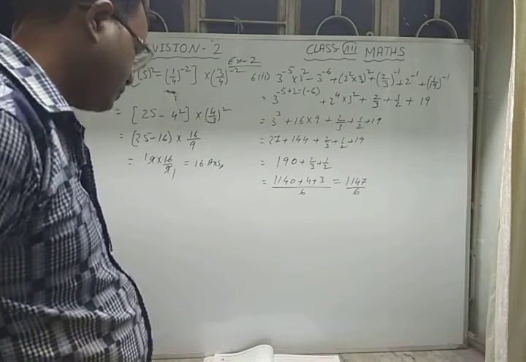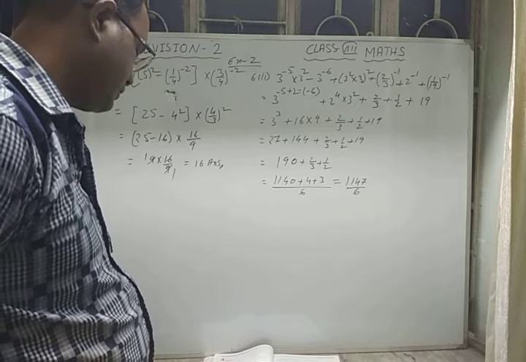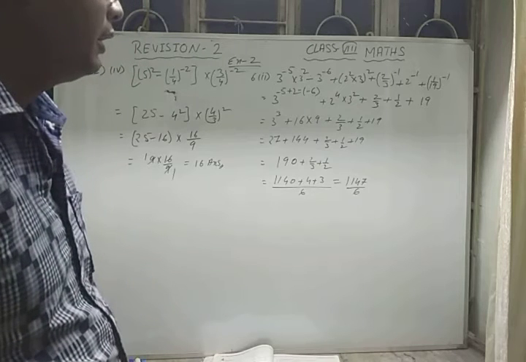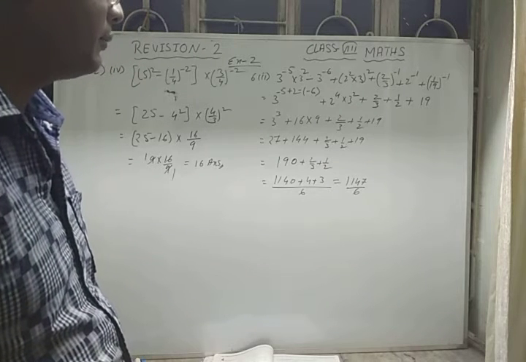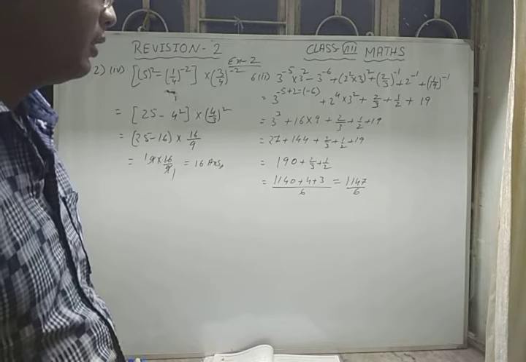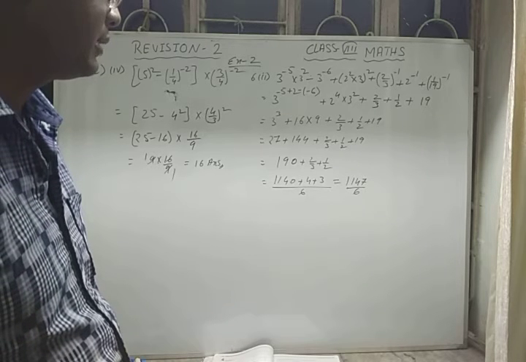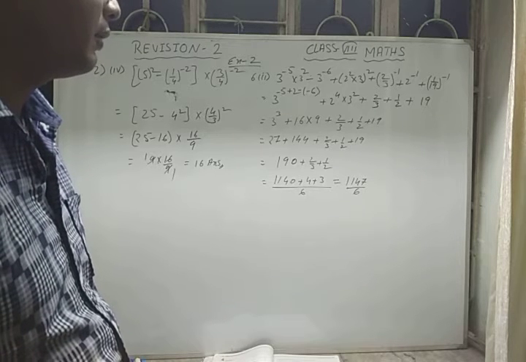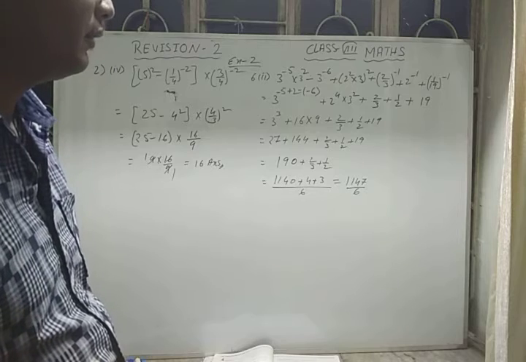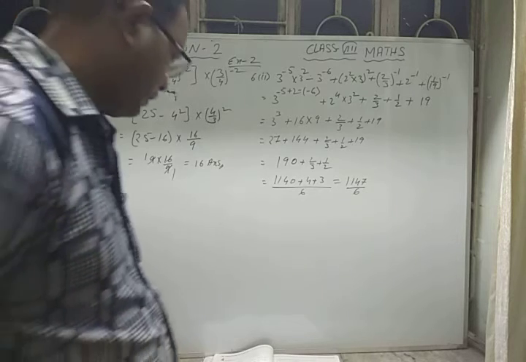So here the question says you have to leave the answer in exponential form. That means there is a possibility of cancellation. So let us check. 6 plus 7, no, this number will not get cancelled, so you can just leave the answer like this.